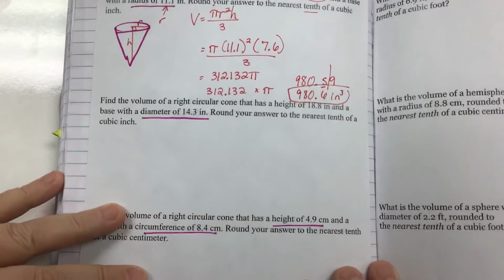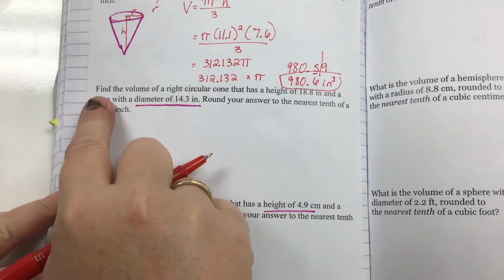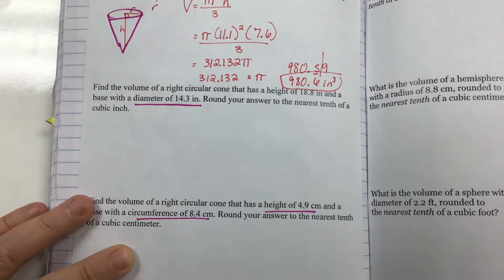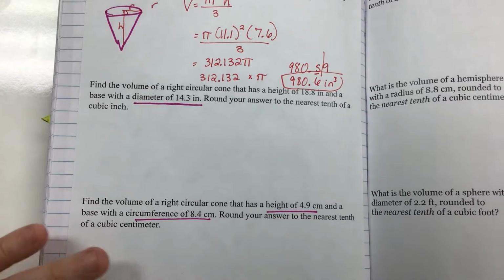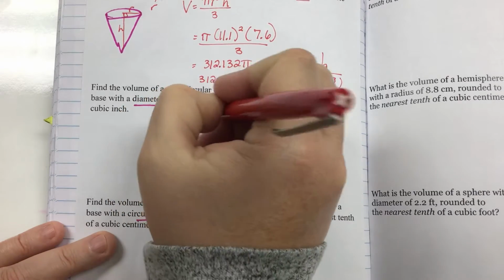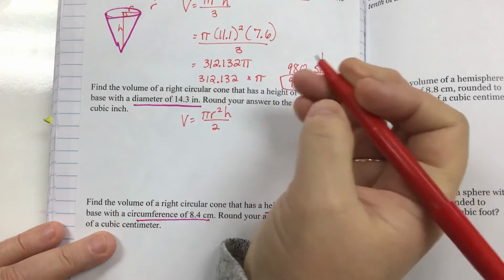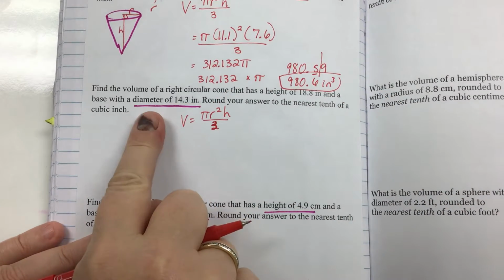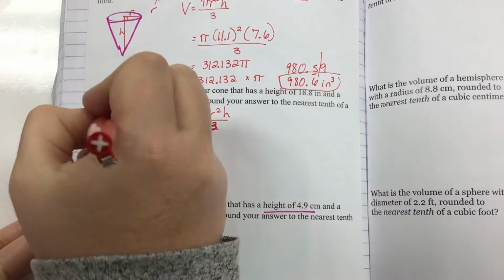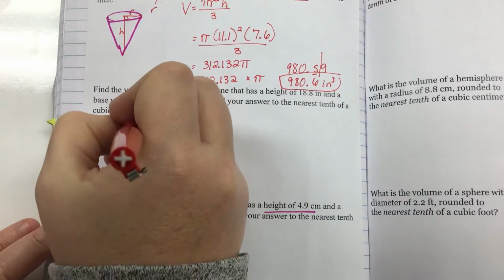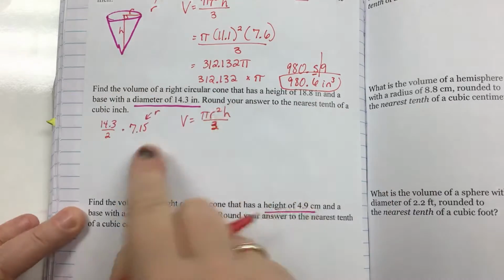Okay. So if I shift to the next problem. It says find the volume of a right circular cone that has a height of 18.8 inches and a base with a diameter of 14.3 inches. So again, the formula is pi r squared h divided by 3. Sorry about that. And now it tells me diameter. Diameter and radius are not the same thing. So if I take the diameter, 14.3, and divide it by 2, that gives me the radius. So this is 7.15, that's the radius.